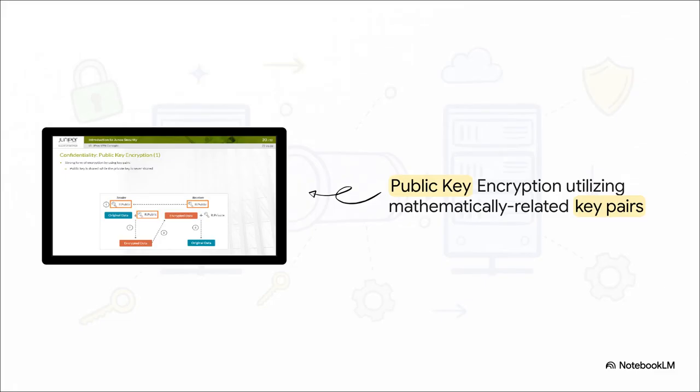On the flip side, we have asymmetric or public key encryption. This operates a bit differently. It relies on a mathematically linked key pair. You have a public key that you can freely share with anyone, and a highly guarded private key that you literally never share. If a sender encrypts data using your widely available public key, only your secret private key has the math required to decrypt it.